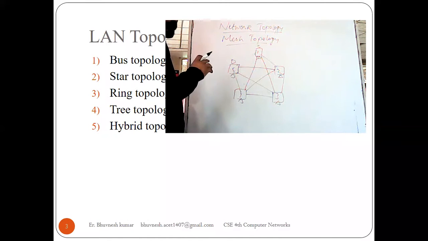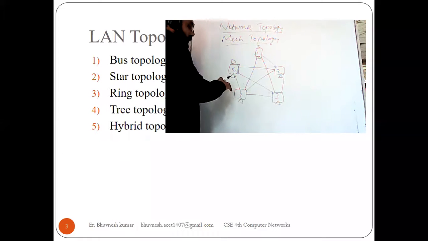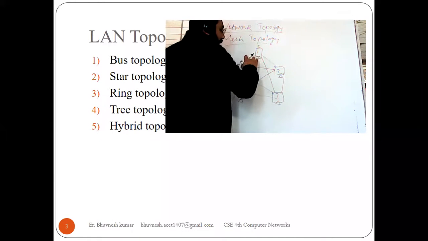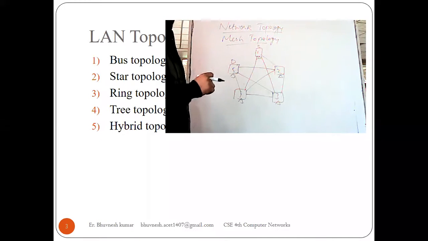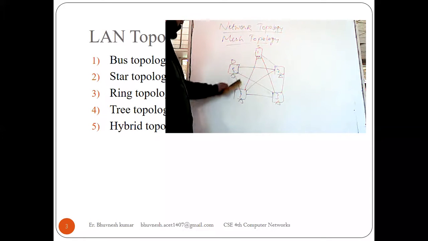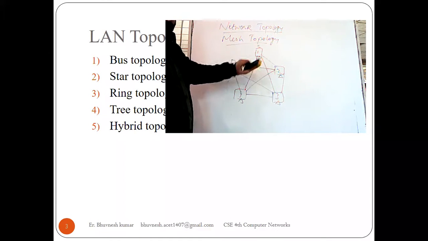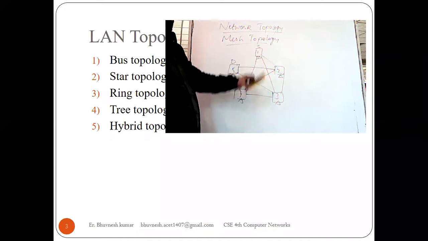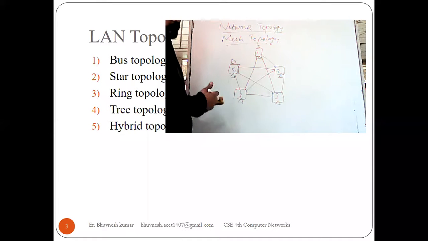But there is a disadvantage. The disadvantage is that maximum cable will be used in your mesh topology. Because there are a number of connections between each and every PC, maximum cable is used. That will increase the cost. That is the disadvantage.